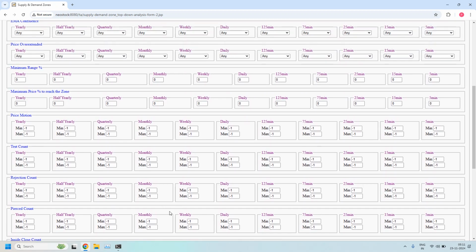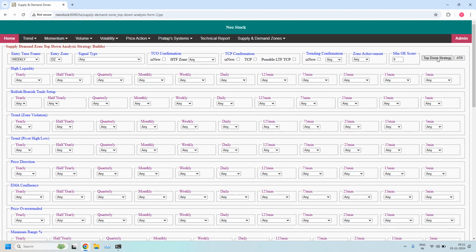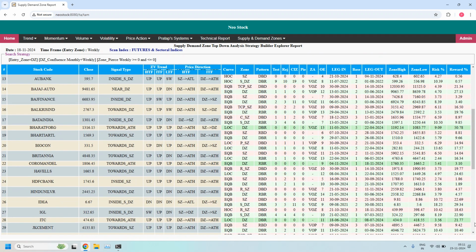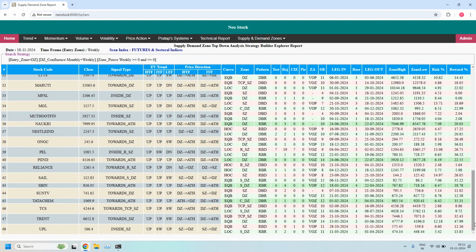So in the pierced count weekly time frame, they are the entry time frame zones, they should not be pierced. And they should have confluence. These weekly demand zones should have confluence with monthly demand zones. So weekly demand zone having confluence with monthly demand zone. Let's filter. We got a very big list. Further scrolling the list. So total 48 stocks are filtered.